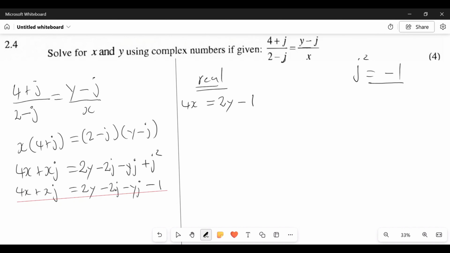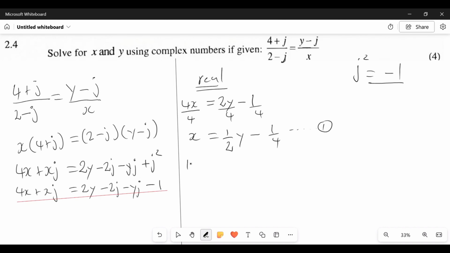If they don't have j, just know they are real numbers. So this is your equation for the real numbers. But let's make x the subject of the formula. Let's divide by 4 throughout. There we go. If we divide by 4, this becomes x equals 1 over 2y minus 1 over 4. So this is equation 1.